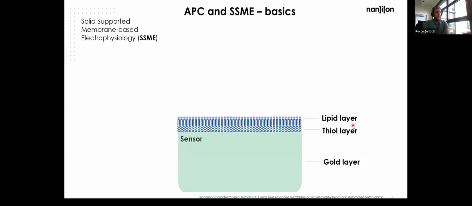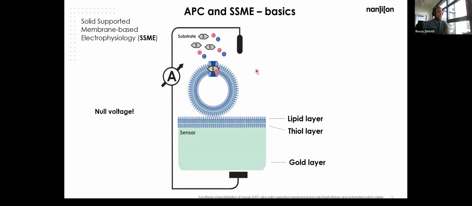Then we put the sensor in our machine, so now we have an electrical readout system. And then we perfuse with the substrate. In this case, it's important that we don't have voltage at the beginning of the measurement, and we don't have voltage control in this kind of technique. So everything is driven just by the concentration gradient of the substrate.